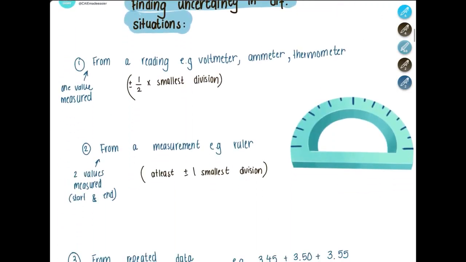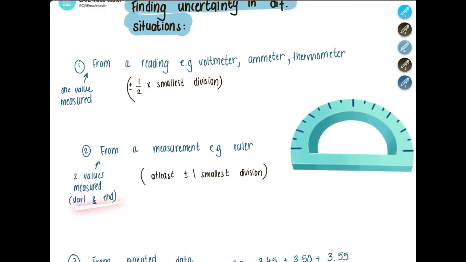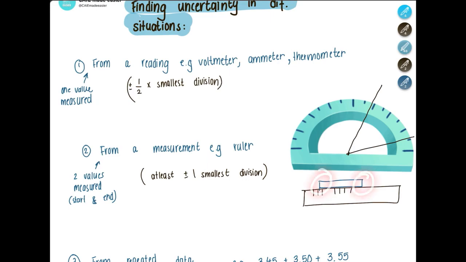But for a measurement, you may have two values, the start and the end. For example, if you have an angle and you need to measure it, you're measuring two times, this one as well as this one. If you are measuring from a ruler and your object is here, you have to measure the starting value and the ending value, right? So you have two measured values, therefore the uncertainty would at least be plus minus the smallest division. So here it could be plus minus 0.1 centimeter.